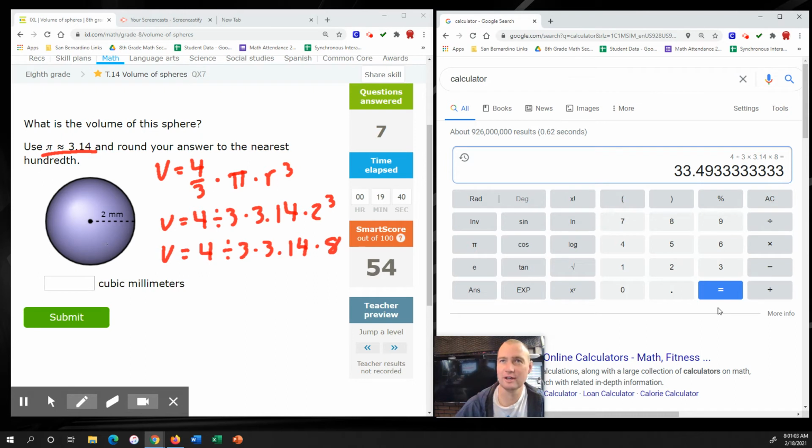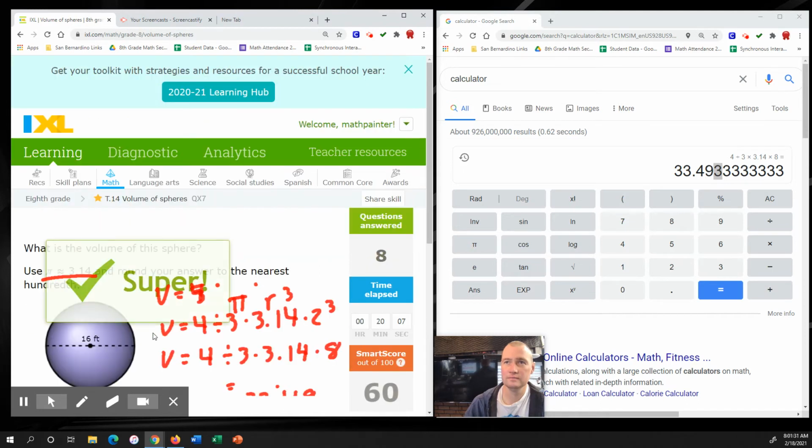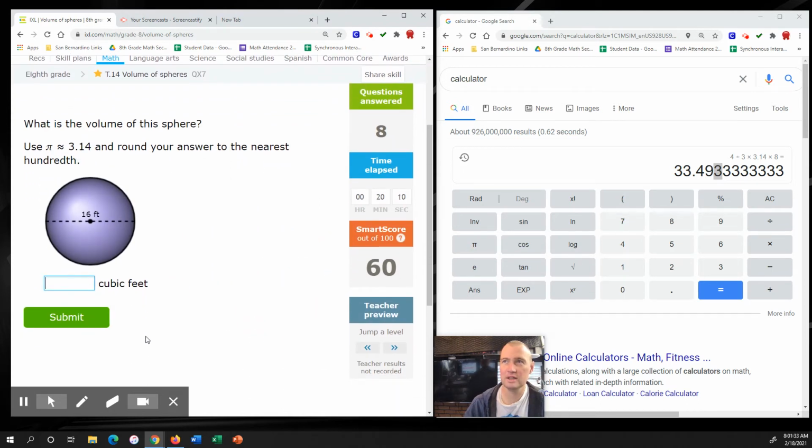All right, so here we go. We got volume equals 33.49. The 9 doesn't round because the 3 in the thousandths place is not higher than 5, so leave it alone. All right. Let's plug it in. So 33.49. Just rocking it. Okay, smart score is 60. We're going to keep on going.